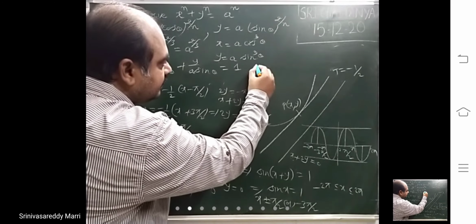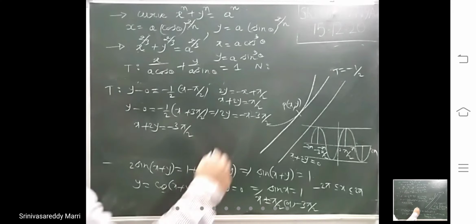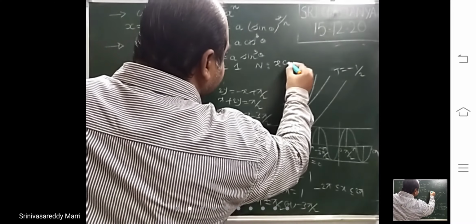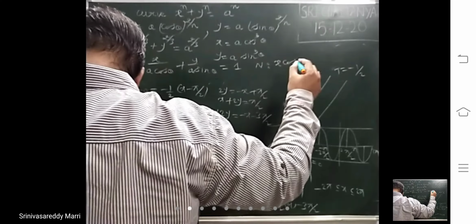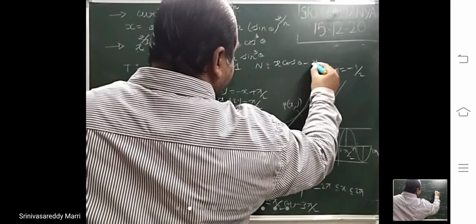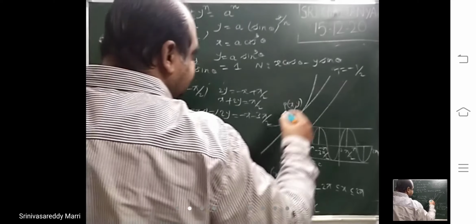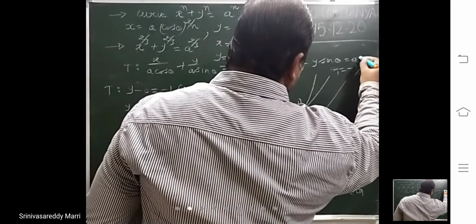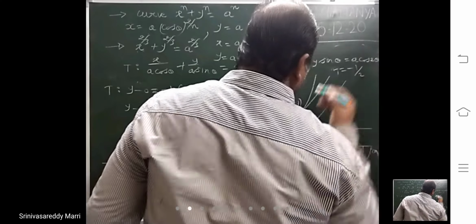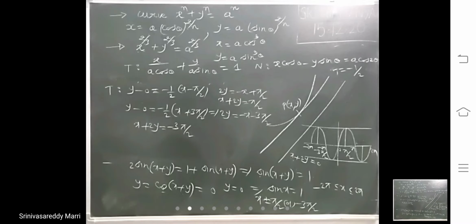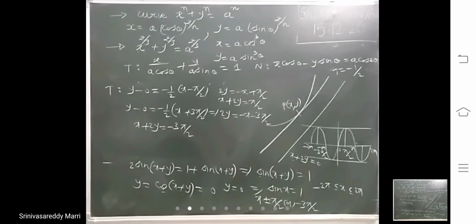Similarly, normal equation. Normally, these two you have to remember. For some curves directly remember. X cos theta minus y sin theta equals to a cos 2 theta. So this is tangent equation, normal equation. Remember for this curve.